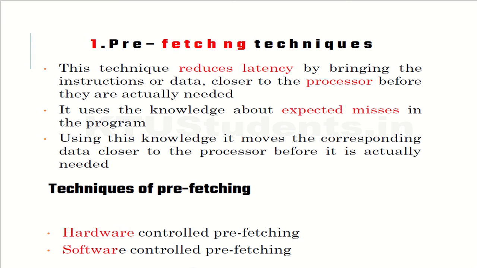Okay, so it uses the knowledge of the expected misses in the program. You have to understand that at this particular point there may be a cache miss. So instead of letting the cache miss happen, you are prefetching the data, and you are making sure that the data is available inside the cache. So that is prefetching. Okay, so there are two types of prefetching: hardware controlled prefetching and software controlled prefetching.